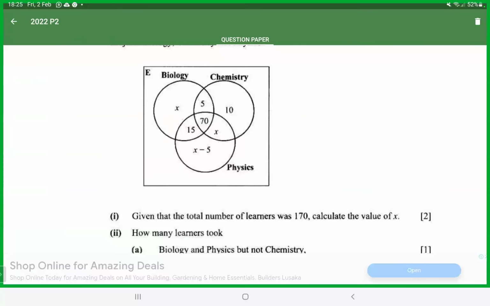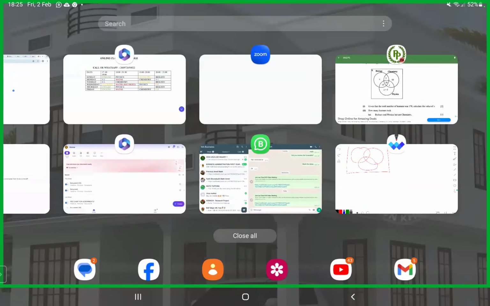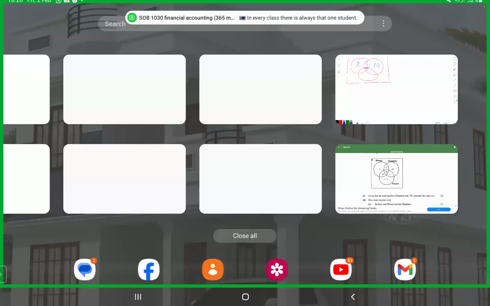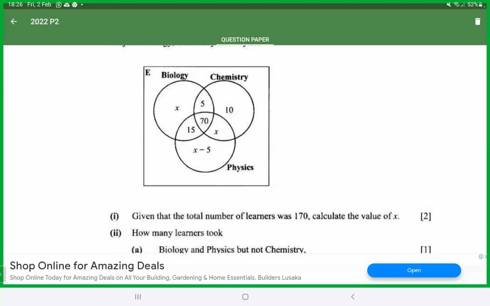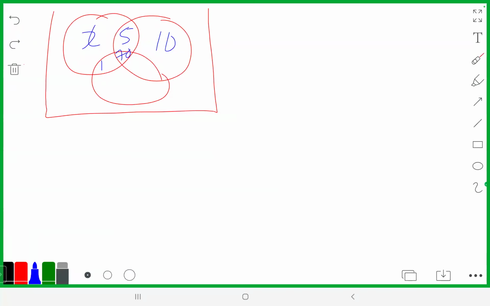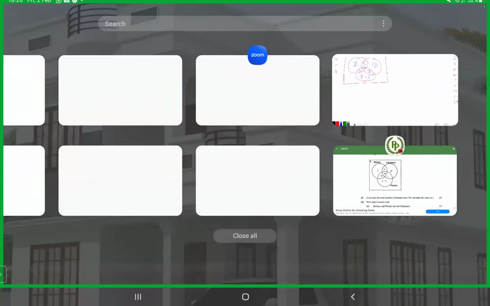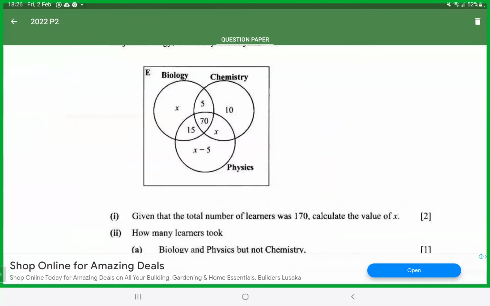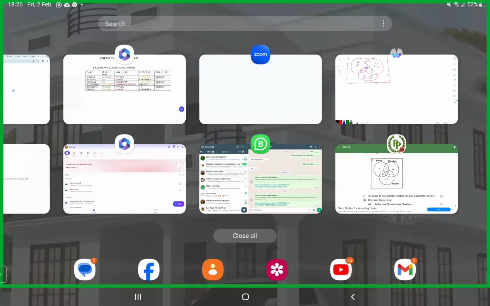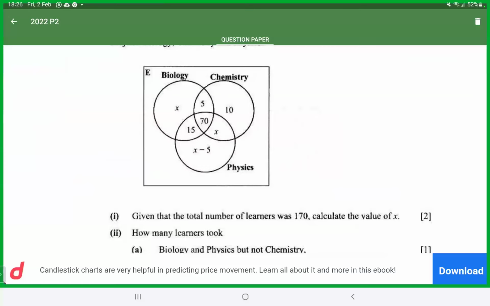Let's copy it. x, 5, 10, 70, and I'm just copying the question, and we have 15, x, x minus 5. That is how the question is. I'm hoping that people are copying the question. Then we have biology, chemistry, and physics. Let me just make sure that we have copied the correct question. It's very important.